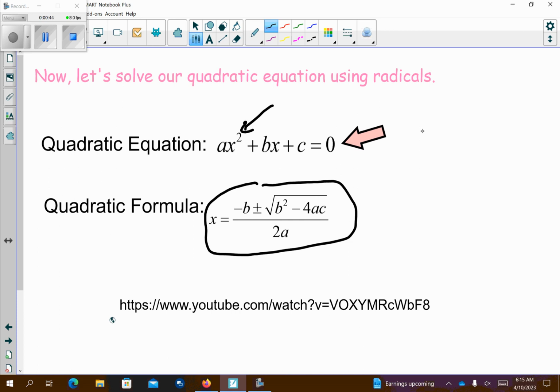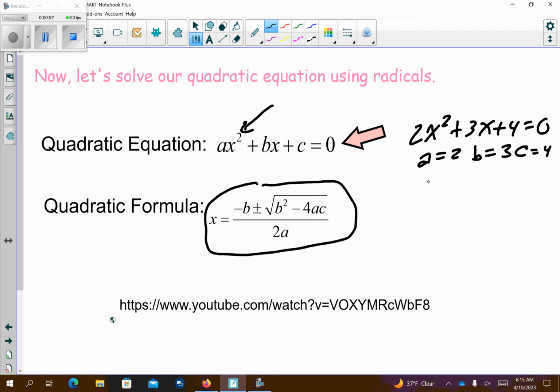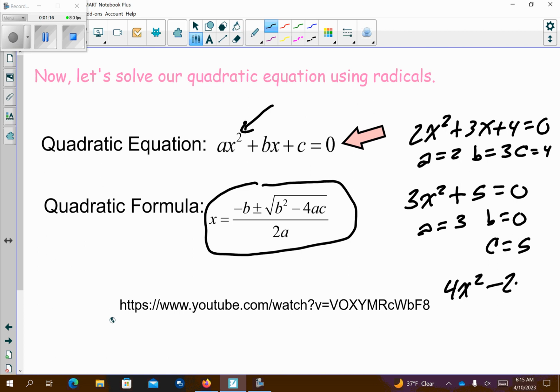So let's take a look at a couple of examples. Let's say we had 2x squared plus 3x plus 4 equals 0. This would give me an a value of 2, a b value of 3, and a c value of 4. Let's say we had 3x squared plus 5 equals 0. That means my a value is 3, my b value is 0, and my c value is 5. What if we had 4x squared minus 2x equals 0? My a value is 4, my b value is -2, so on and so forth.